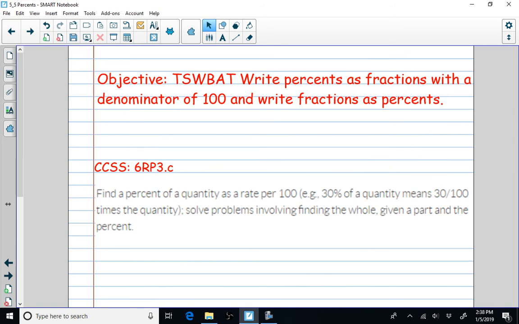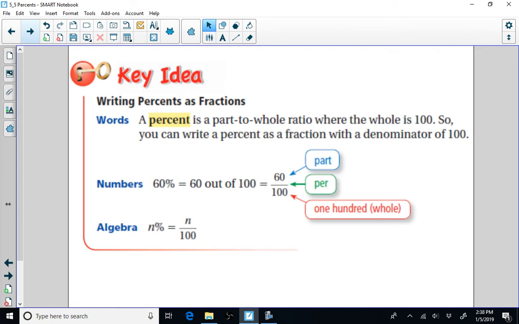Our lesson today is to be able to write percents as fractions with a denominator of 100 and to write fractions as percents. The key idea here is that a percent is a part to a whole ratio where the whole is 100. So you can write a percent as a fraction with a denominator of 100. The word percent means out of 100. So if I take a look at an example of 60%, 60% means 60 out of 100. So I can write 60% as a fraction over 100.